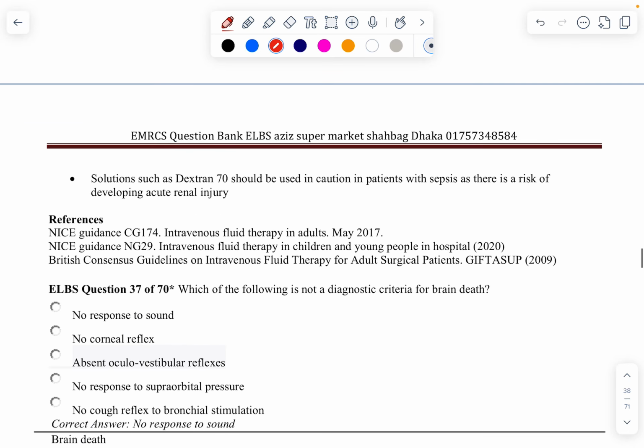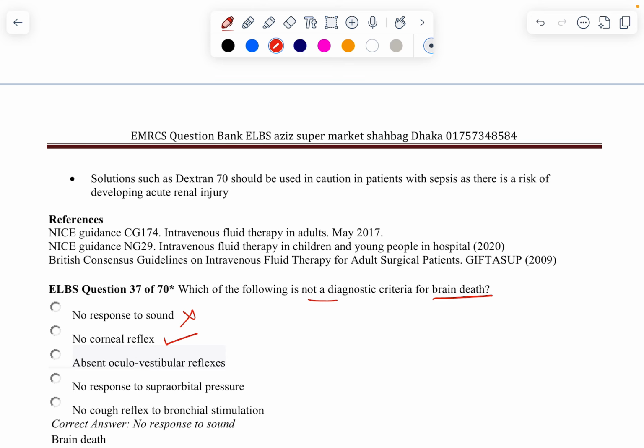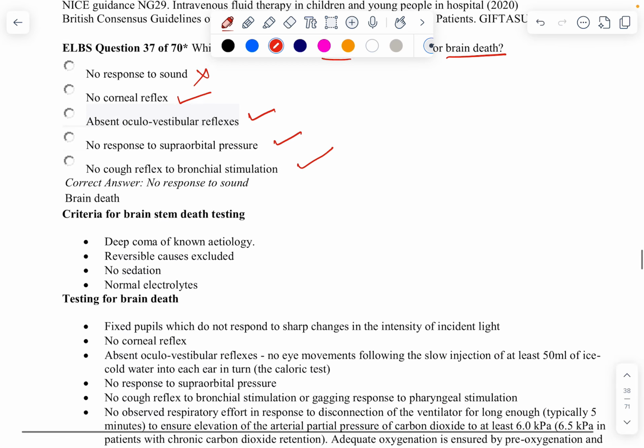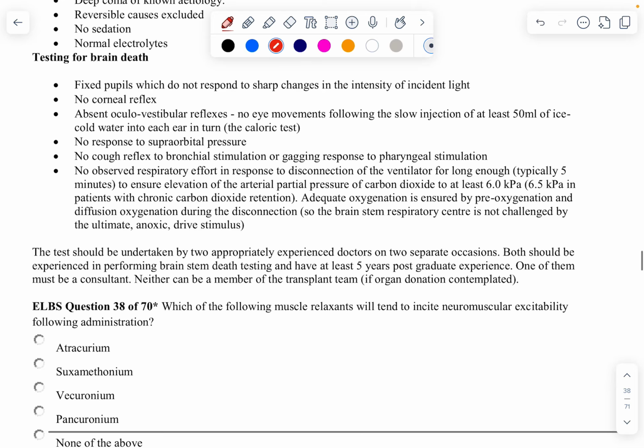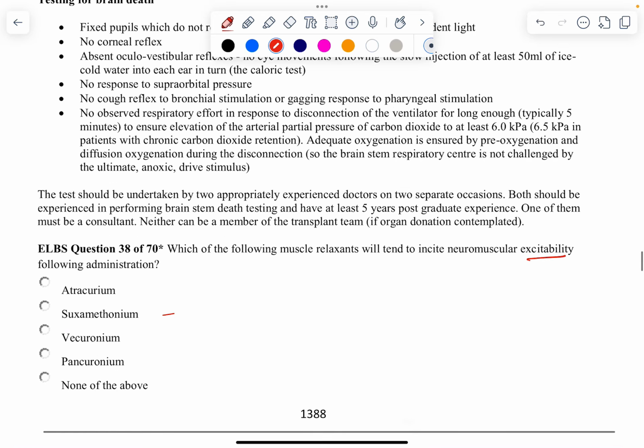Which of the following is not a diagnostic criterion of brain death? So no response to pain, no corneal reflex, no response. Which of the following muscle relaxants tends to incite neuromuscular excitability? Succinylcholine.